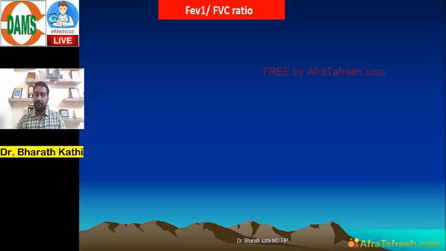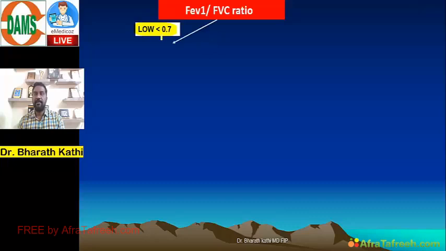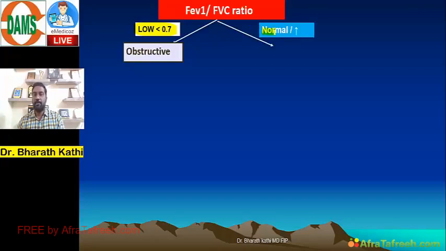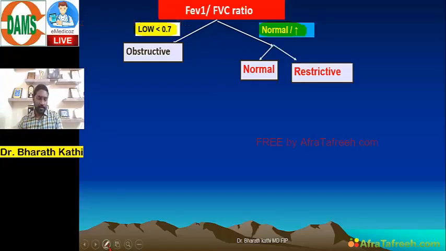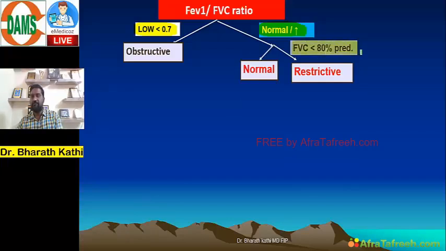First you should see the FEV1 by FVC ratio. If it is less, directly you should call it an obstructive lung disease. If it is normal or increased, it can still be either a normal individual's lung or a restrictive lung disease. To call it restrictive lung disease, which parameter should you further see? You should see the patient's FVC. FVC will be less than 80% of predicted.